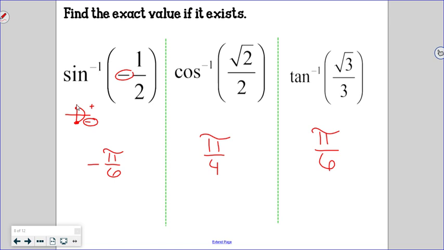Questions on any of the basics so far? Whether it's positive or negative. So if the problem starts out negative, you pick the negative option of the two quadrants that it's defined in.